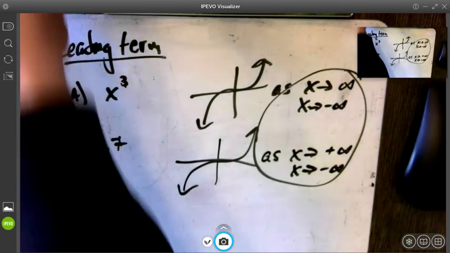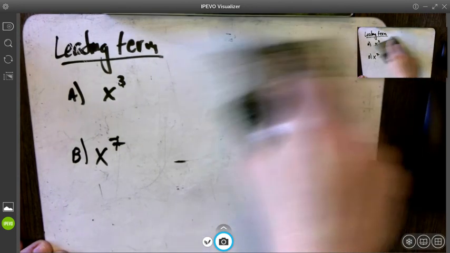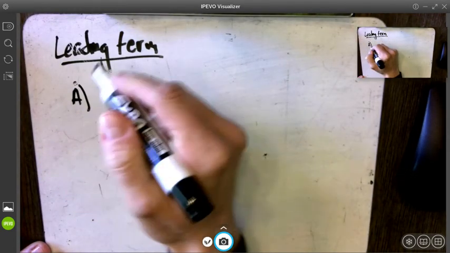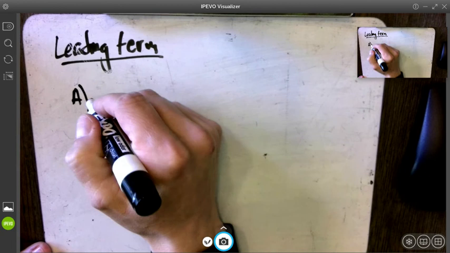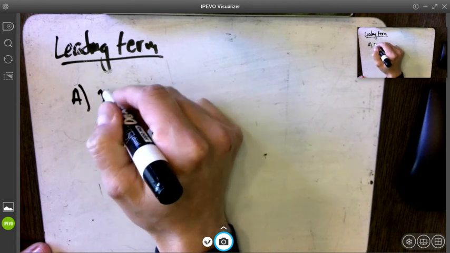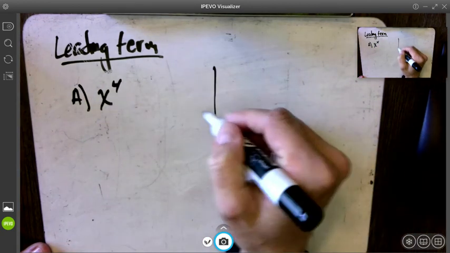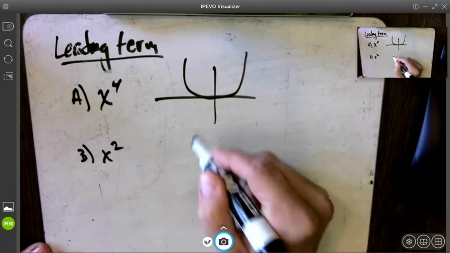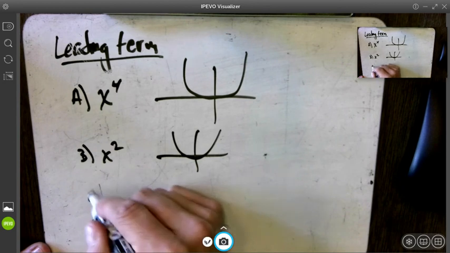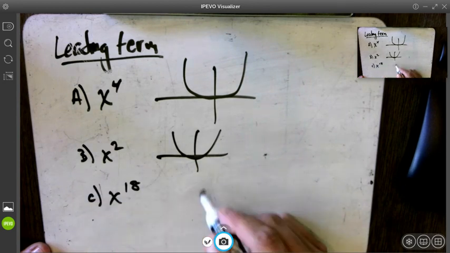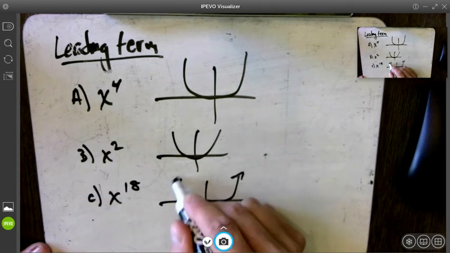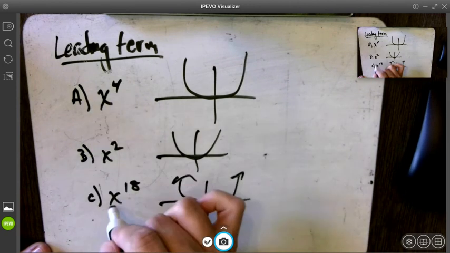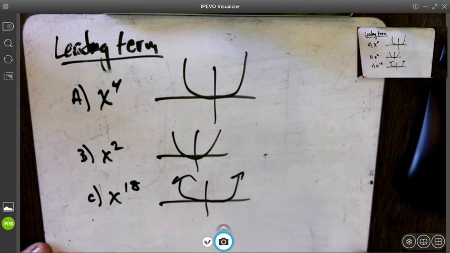All right, if your leading term was, let's say, an even powered function, let's say your leading term was x to the 4th, then your overall shape would be a parabola. If it was x squared, this is stuff that's in your wheelhouse, it would be a parabola. If it was x to the 18th, it would still be, long term, a parabolic shape. Now, what we're going to get into is what's going on short term. So how do the roots play in and how do the y-intercepts play in?